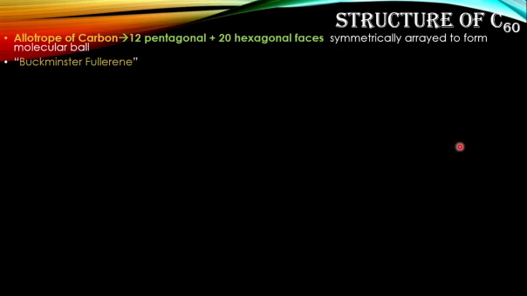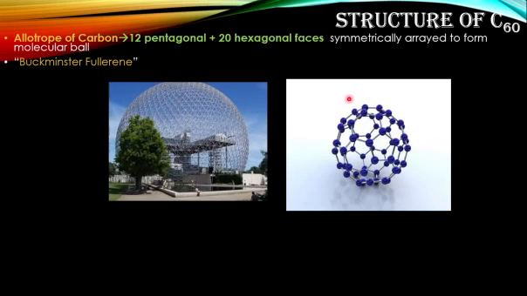It was actually based on the structure given by an architect, Buckminster. He was an architect who devised a stadium like this, which consists only of this kind of structure, and hence it is called Buckminster Fullerene. The shape was given by Buckminster and hence the name Buckminster Fullerene.